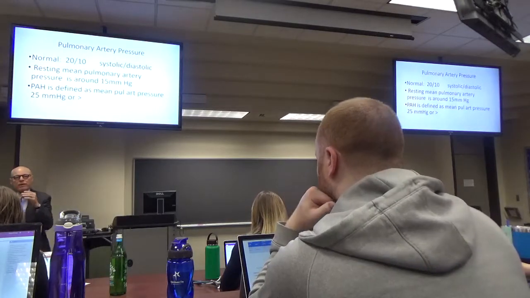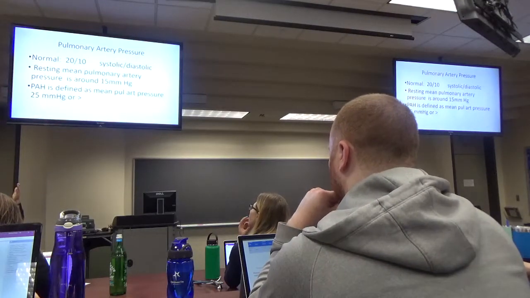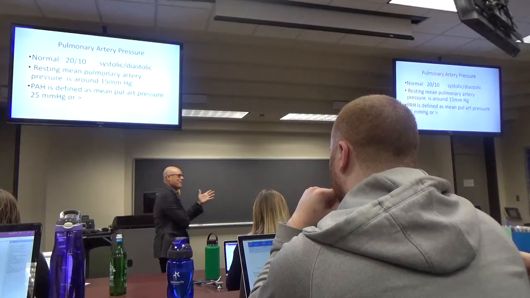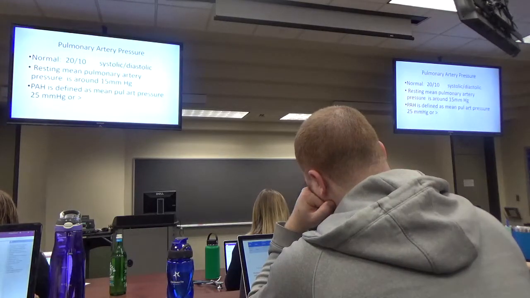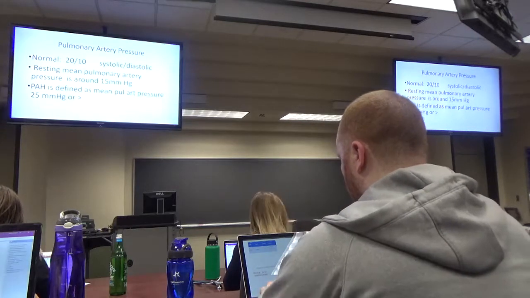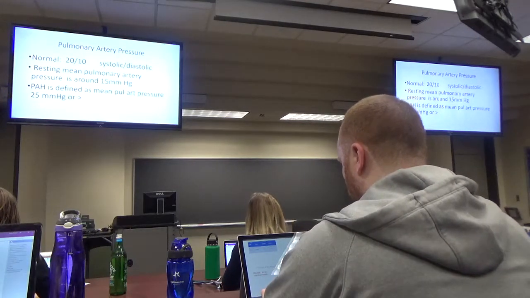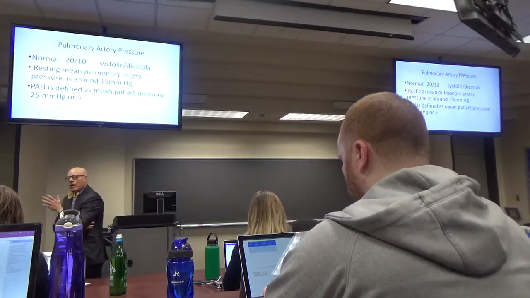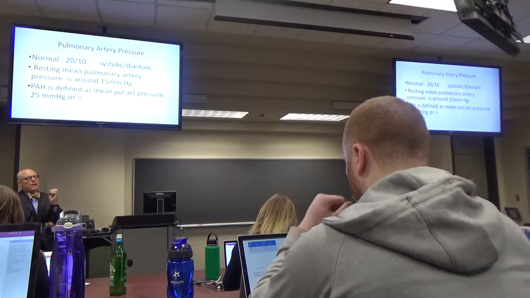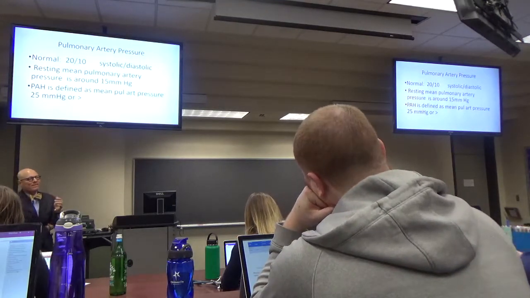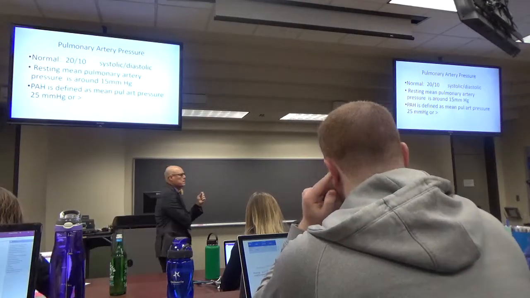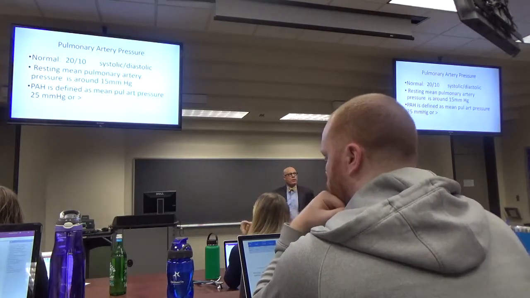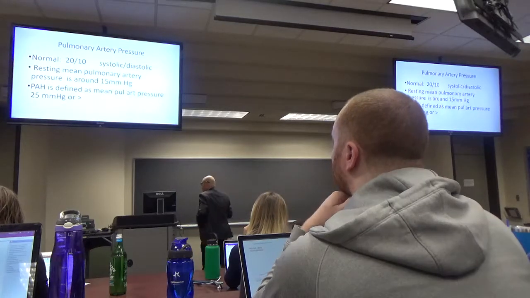Right? Now, you might ask yourself a question. If you're saying normal is 15, why do you wait till 25 to call it pulmonary artery hypertension? The reason is that in this body of ours, there's a wide range of variability. So we don't get all worked up over a pressure of 18 or even 20. Okay? So remember that. Pulmonary artery hypertension is defined as a mean pulmonary artery pressure of 25 or greater.